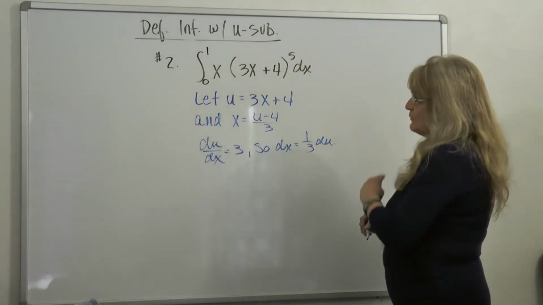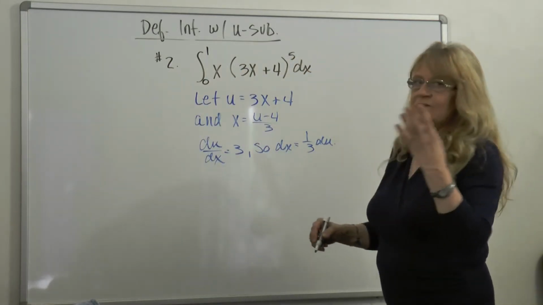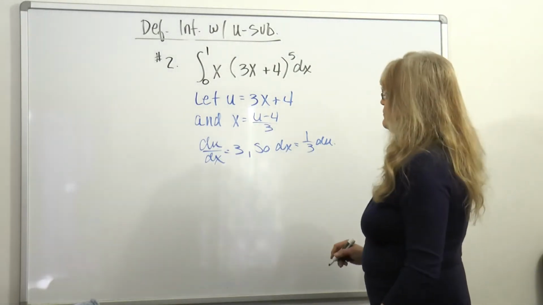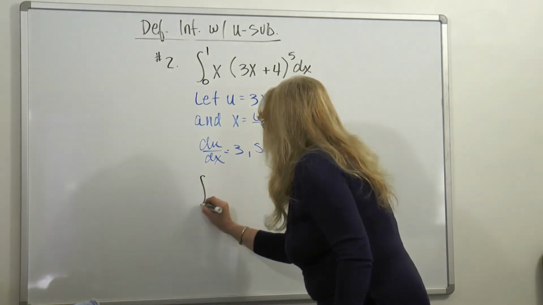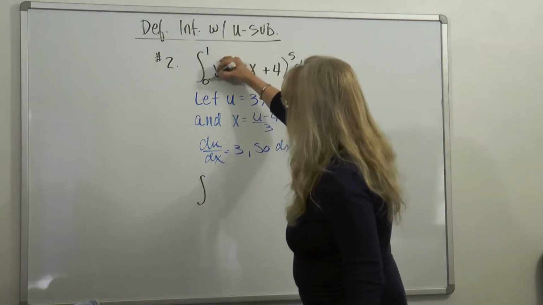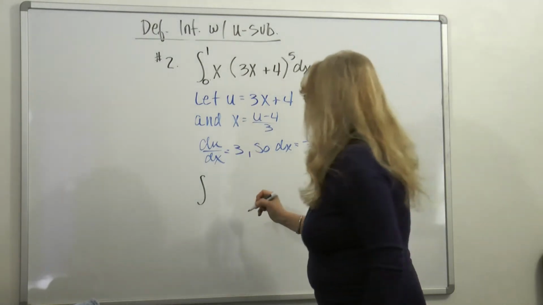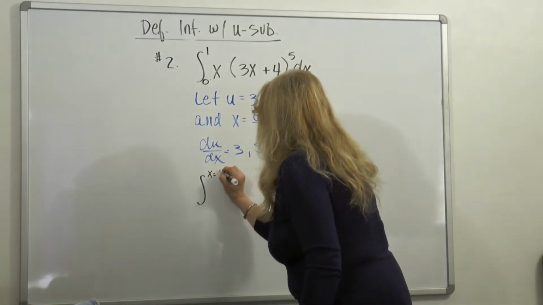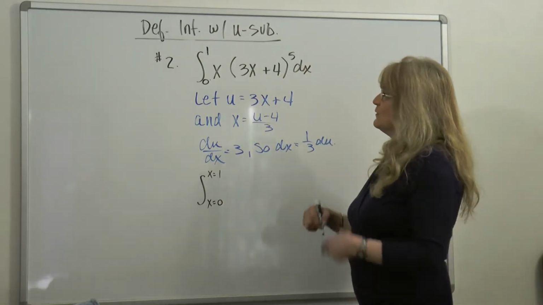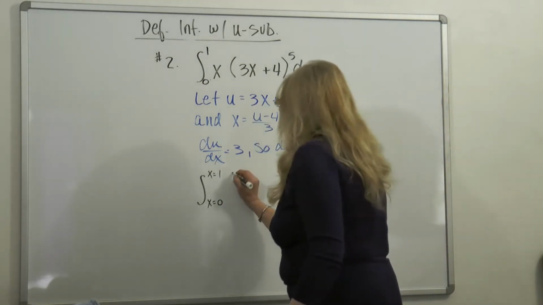Okay. Now I'm going to rewrite the whole integral. This is a part where the teachers are sort of fussy about the way you write things. When I rewrite my integral, because I'm not going to have any x's, and these that are given in the problem are x values, I write x equals 1, x equals 0. Otherwise, it's going to look like that's what u equals.